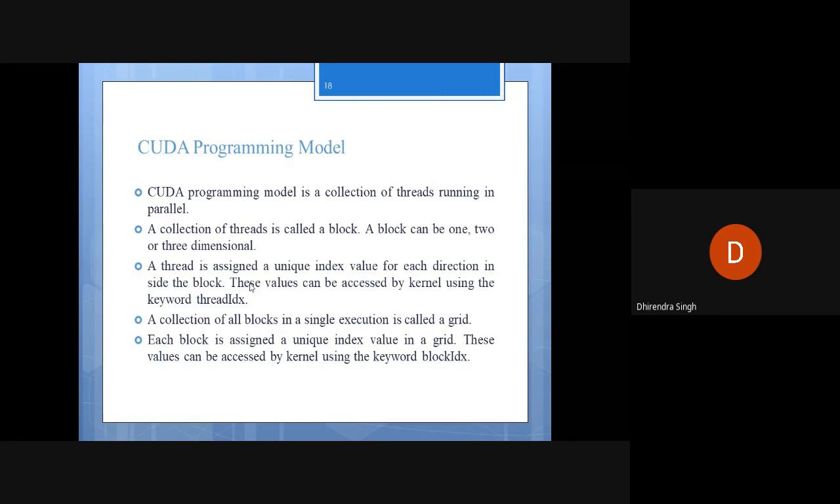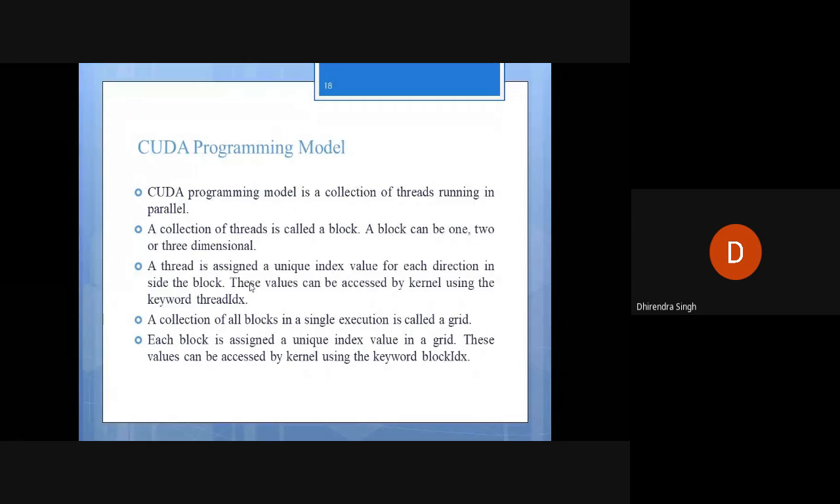The collection of threads is called a block. A block can be one, two, or three dimensional. Just keep it in mind. You can assign a one, two, or three multi-dimensional block. But till now, in whatever example I am taking, we are just talking about a one-dimensional block. You have created a block which has 100 threads inside it.